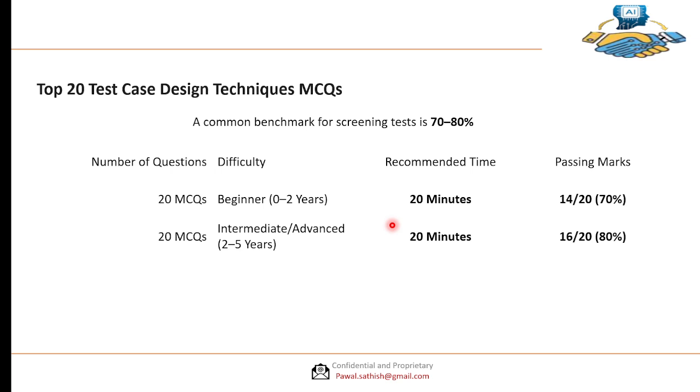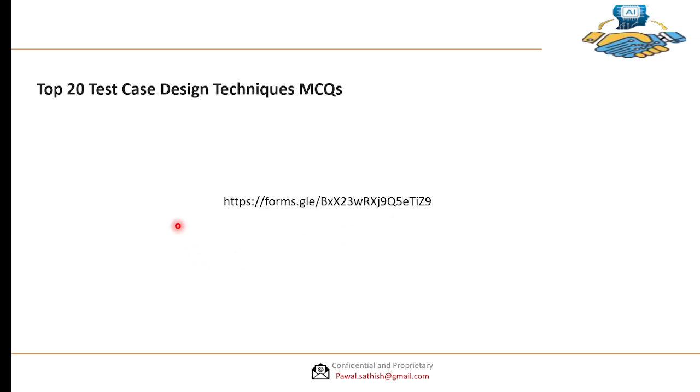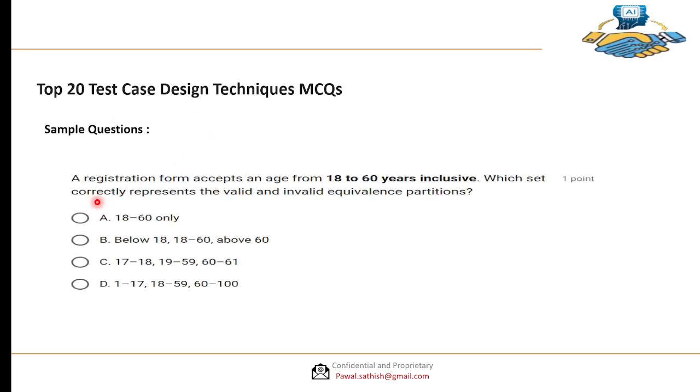If your interview preparation is done, I would recommend you go ahead and attend this examination of 20 questions. All the rules and instructions are already mentioned on this form. The types of questions asked are all related to test design techniques. For example, a registration form accepts an age from 18 to 60 years inclusive, which set correctly represents the valid and invalid equivalence partitions? You need to select the one correct option.